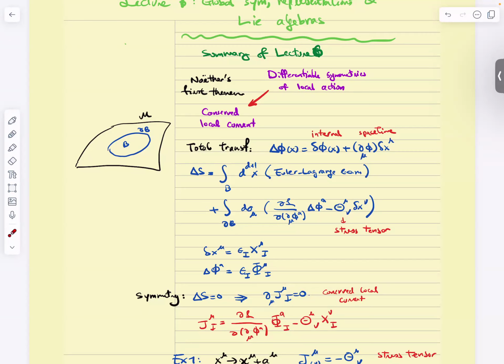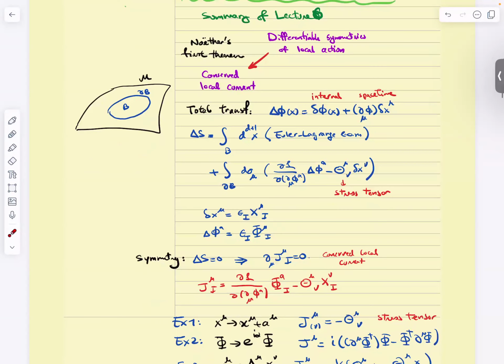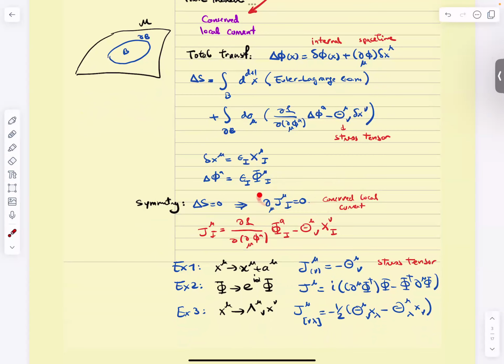Then what did we say? We said that, all right, let's parameterize these delta x mu and delta phi a with a bunch of variables. Then the symmetry will basically tell you that you call this the current, right? And of course, it's conserved, right? So your local conservation law is this.